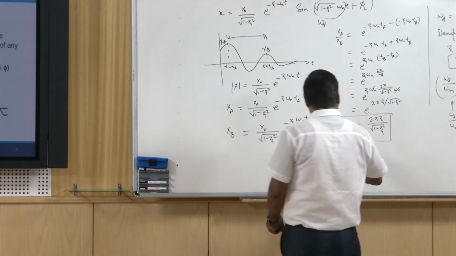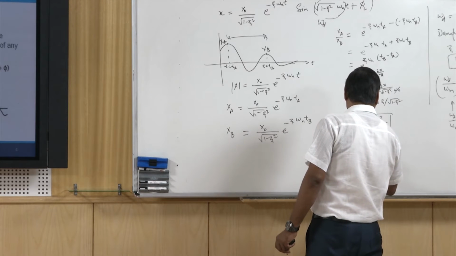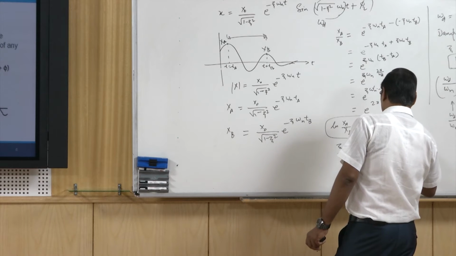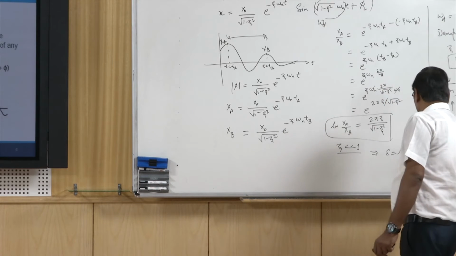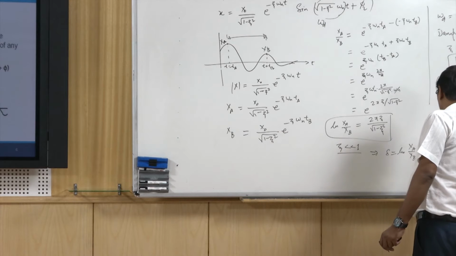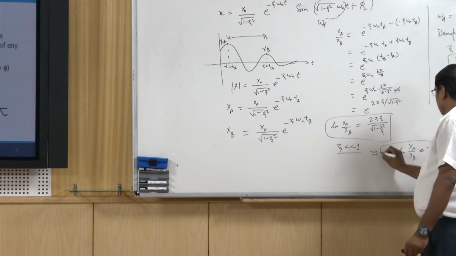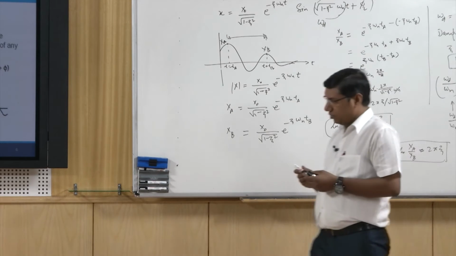When zeta is much less than 1, we can write delta equal to ln xa by xb equal to 2 pi zeta. This is an approximate relation for the logarithmic decrement.